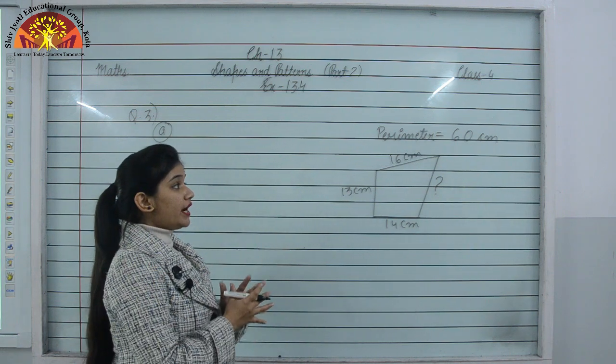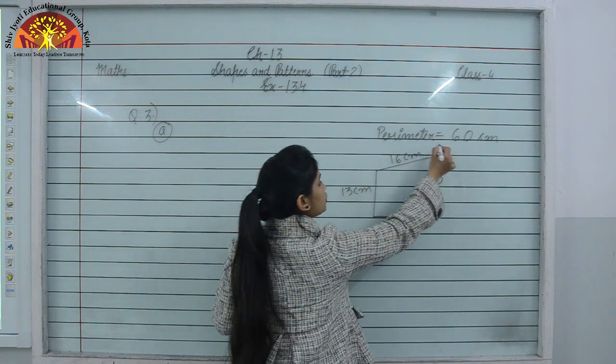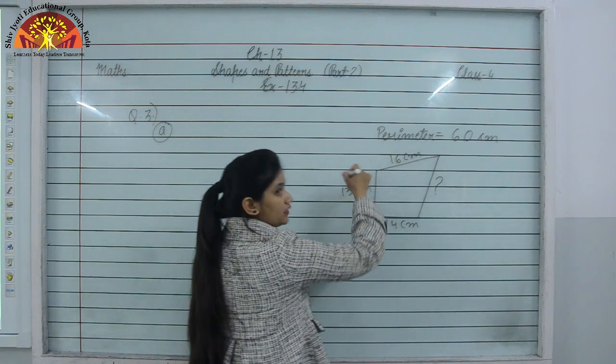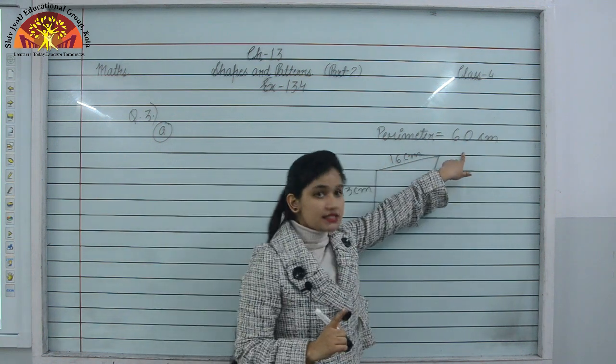So how can we find the missing side here? So now students, as we know, the total length of the boundary. The total length of the boundary is perimeter, and perimeter is 60 centimeter.